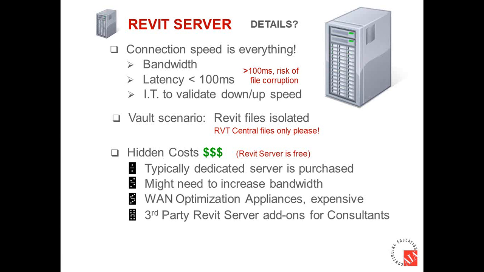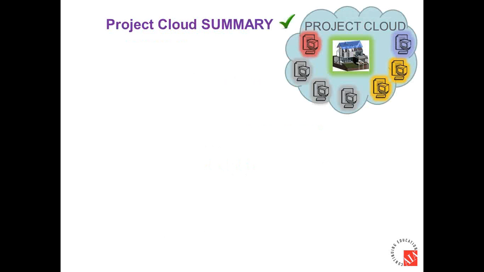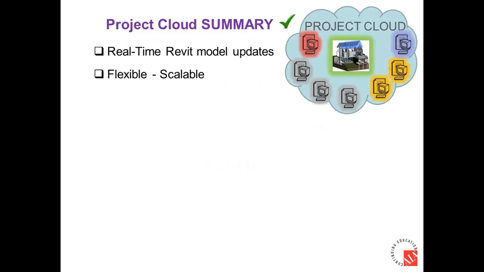WAN optimization appliances, and the possibility of third-party add-ons and layers of overhead and management. So there is a domino effect that I've seen played out over and over again with Revit Server. Project Cloud summary. We're almost at the tail end here.